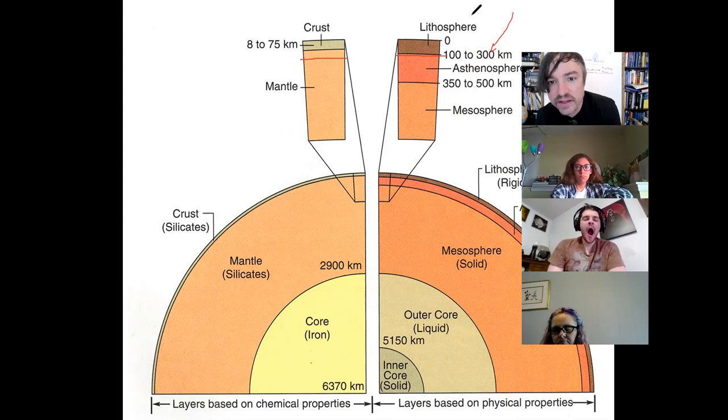I just want to ask what I think is a wicked simple question that maybe you can answer. Why does the crust vary in height? Why does the lithosphere vary in height? Where would it be thicker? Where would it be thinner?